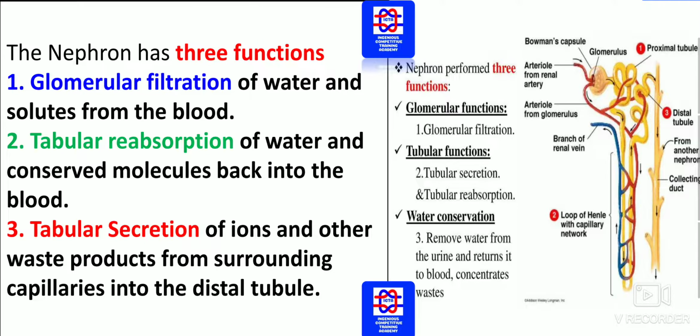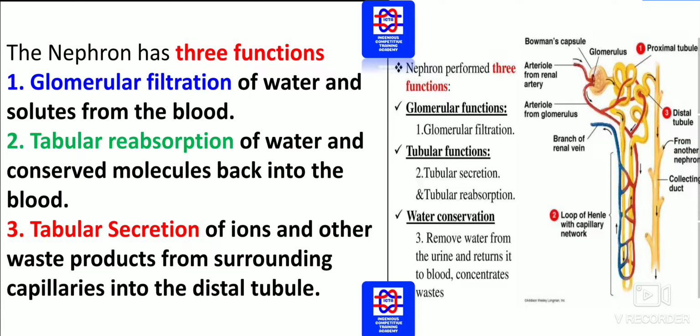The functional unit of the kidney is the nephron. As you can see to the right, this is how it performs, how it purifies the blood. It has three functional processes: glomerular filtration, tubular reabsorption, and tubular secretion. These are the three you should remember. Glomerular filtration is the filtration of water and solutes from the blood, as given in the figure.